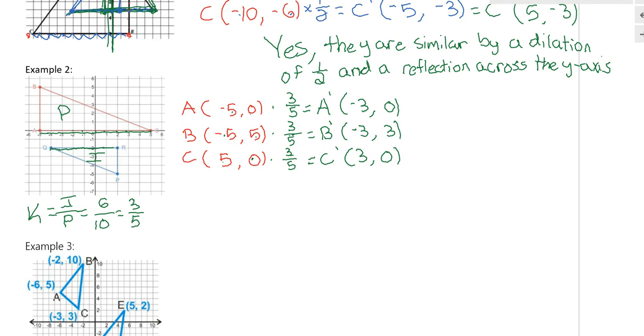So I'm going to graph those new ones. -3, 0. -3, 3. And then 3, 0.